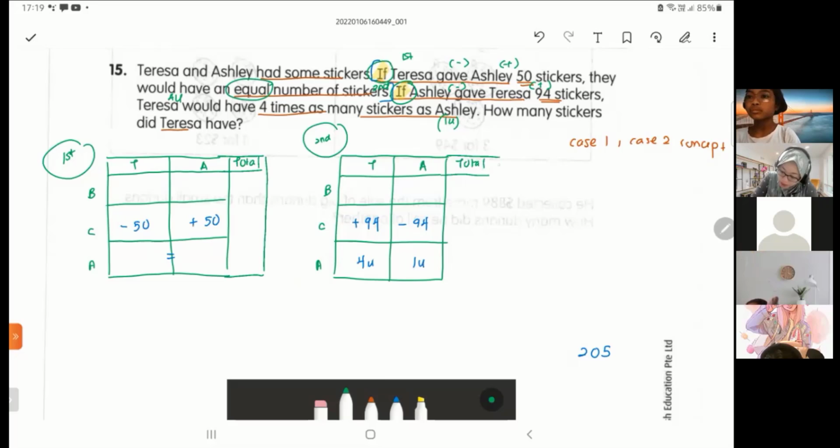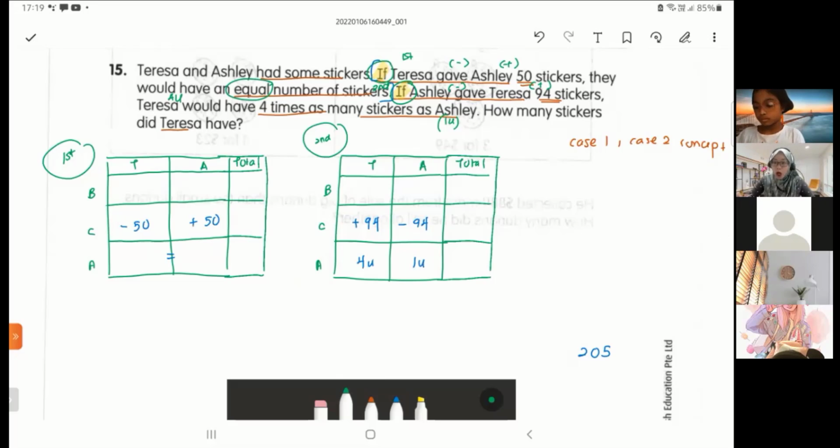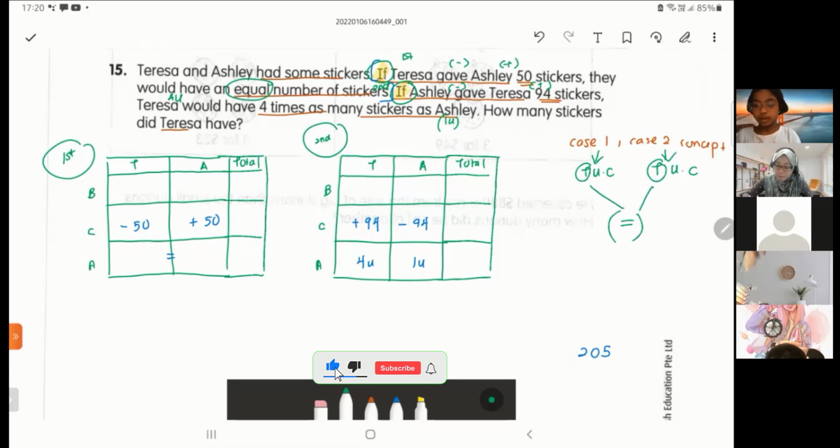Can you see from this question that the giving and receiving is just between Teresa and Ashley, the two girls? So because the change is between the two girls, we will apply the total unchanged concept for each of the scenarios. So case 1 is total unchanged concept. Case 2 is also total unchanged concept, which means the total for these two will be equal. Understand? Okay, now let's see where we can get the total.